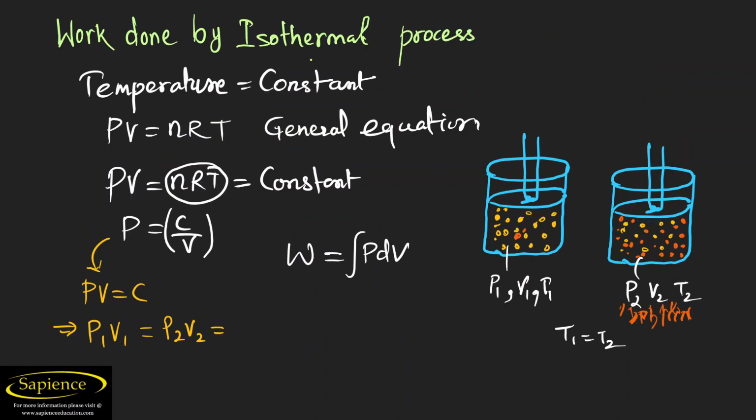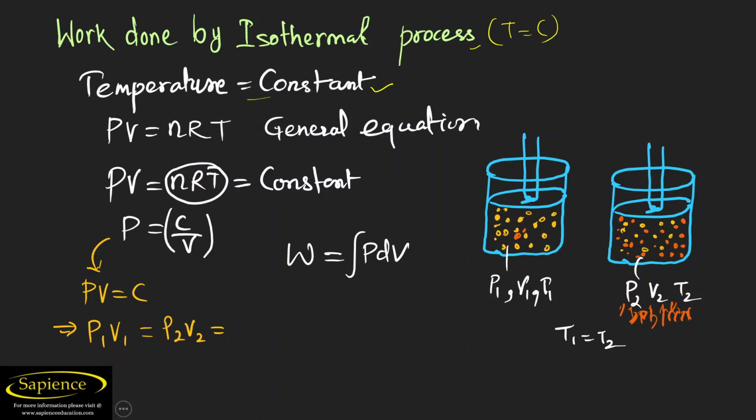Now let us look at the work done by the isothermal process. Isothermal means temperature will remain constant. So since temperature remains constant, what does it mean? PV is equal to nRT. Here n is a constant term, R is the gas constant, and T, the temperature, is constant. So all three are constant. It means PV is equal to constant. So P can be written as constant divided by volume.